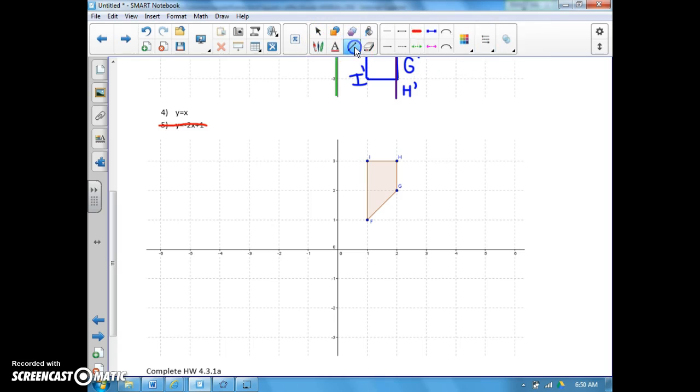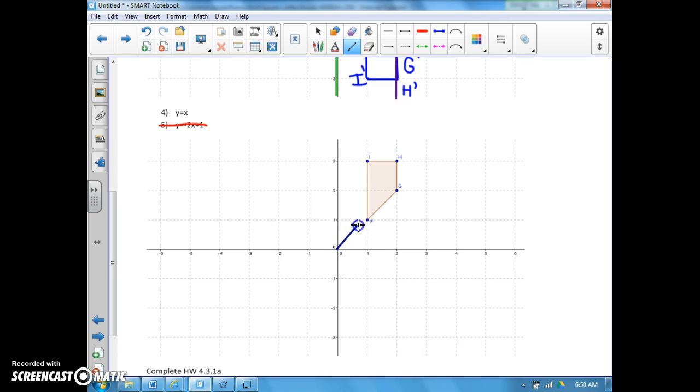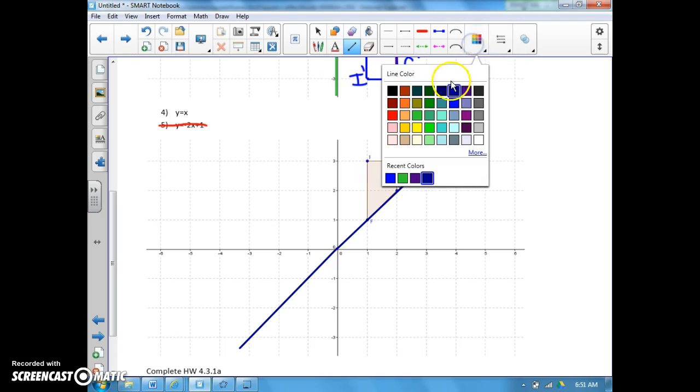First, I need to draw on the line. So the line y equals x, I'm going to do this in dark blue. The line y equals x is the line that cuts diagonally with a slope of 1, y-intercept of 0. And the way we're going to reflect these points, remember, the line that joins the 2 points together must be perpendicular to this line. So basically, if this line has a slope of 1, the line that joins I and I prime must have a slope of -1.